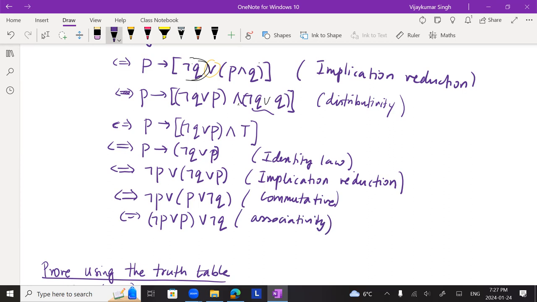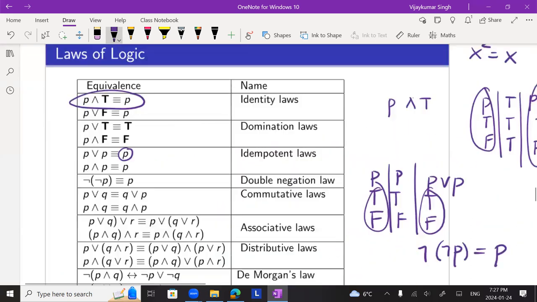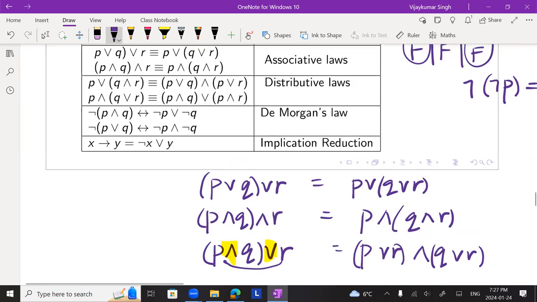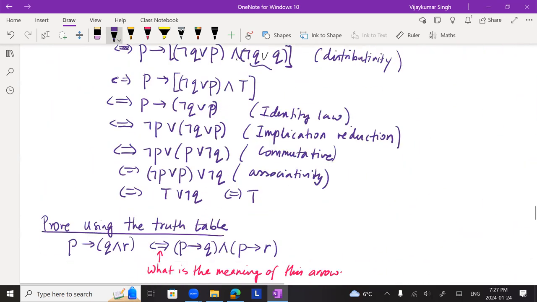And what is negative P or P? That's always true. True or negative Q? True or any other statement is always true. What is this law called? This law is the following. If you take any statement P or true, it's always going to be true. That's what the value for OR is, right? If either one of them is true, then it's true. It doesn't matter whether it's negative Q or any complex statement. If you have true or any statement, then the output is true.